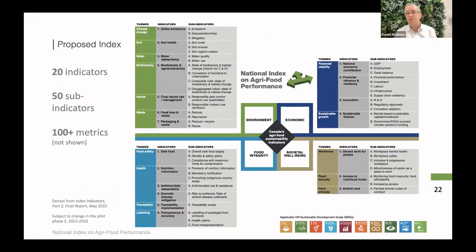This is the index itself. This was published back in May. So you can see those 4 blocks of sustainability, with many indicators. In fact, there are 20 indicators and over 100 metrics, and those aren't shown. We are now developing the pilot around this. So this map will change. Some of the items here will change, but essentially this is the direction we're going.